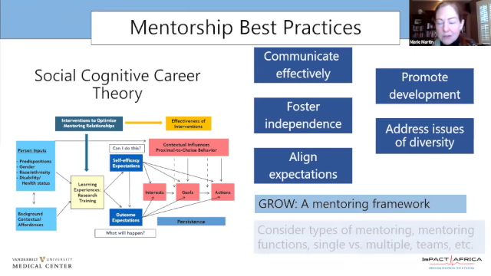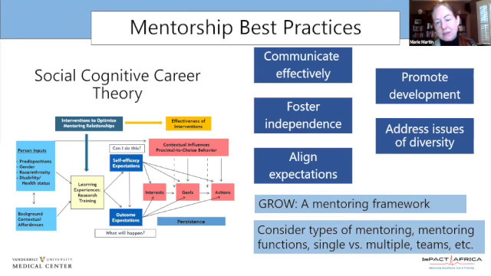Next, one of those that we introduced in this module was the GROW framework. So thinking about how you could guide discussions with your mentees around identifying goals, identifying the context, identifying challenges, and thinking about strategies to overcome those challenges.